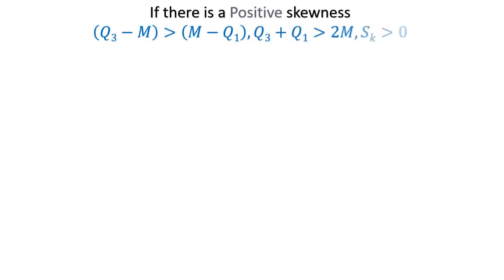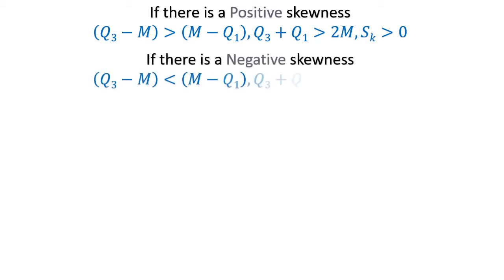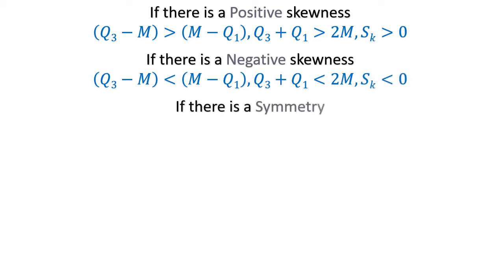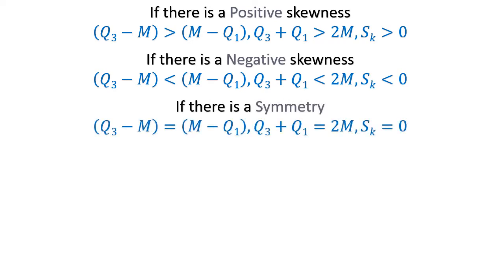If there is a positive skewness, then Q3 minus M will be greater than M minus Q1. That means Q3 plus Q1 will be greater than 2M. That is, skewness will be greater than 0. If there is a negative skewness, then Q3 minus M will be less than M minus Q1. That is, Q3 plus Q1 will be less than 2M. That is, skewness will be less than 0. And if there is symmetry in the distribution, then Q3 minus M will be equal to M minus Q1, Q3 plus Q1 will be equal to 2M, and skewness will be 0.